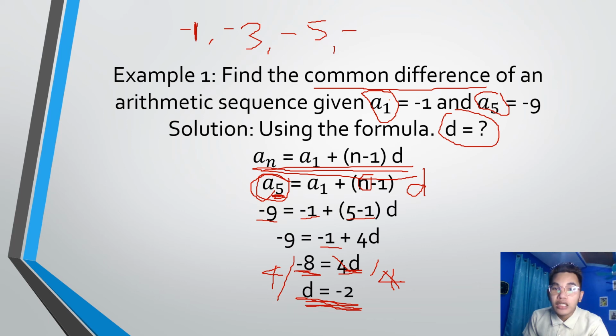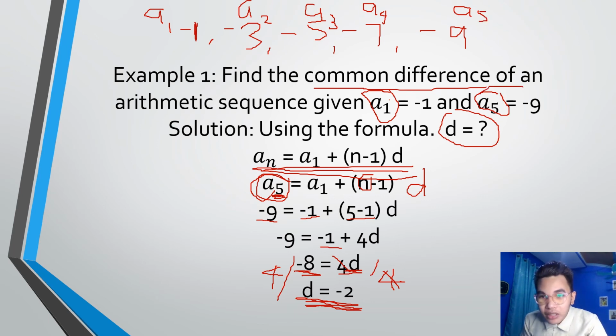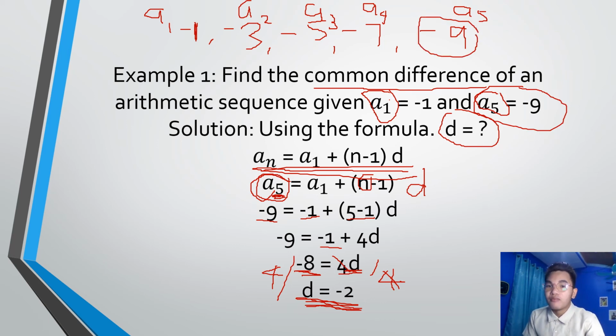Next, it became negative 7. Next, it became negative 9. Look. First term, a sub 1, negative 1, negative 3, a sub 2. A sub 1 is here. A sub 2. A sub 3. Then a sub 4. Then a sub 5. As you can see, a sub 5 is given here as negative 9. Negative 9 is a sub 5.